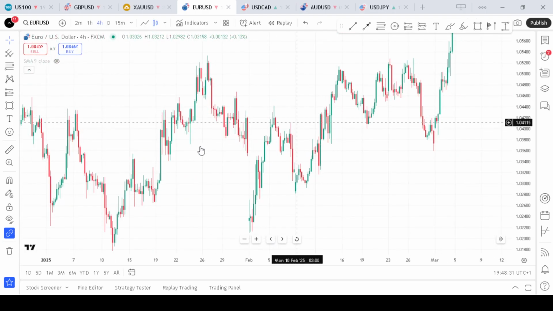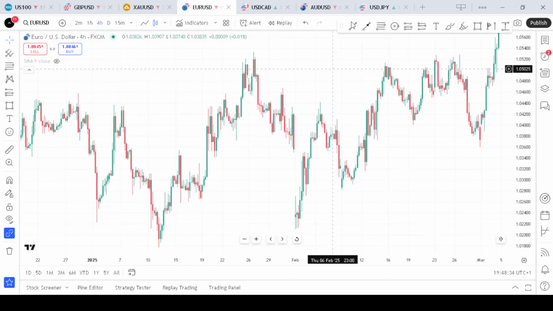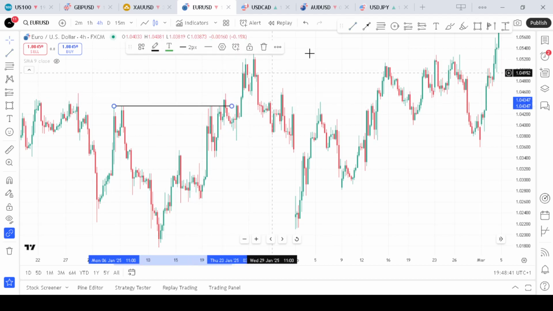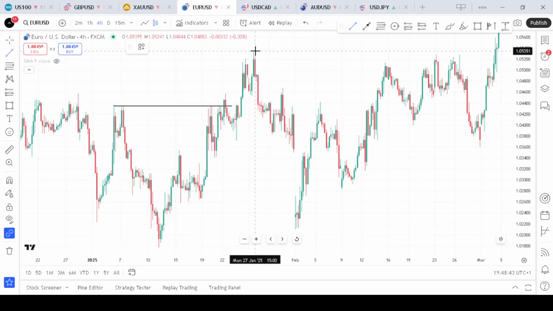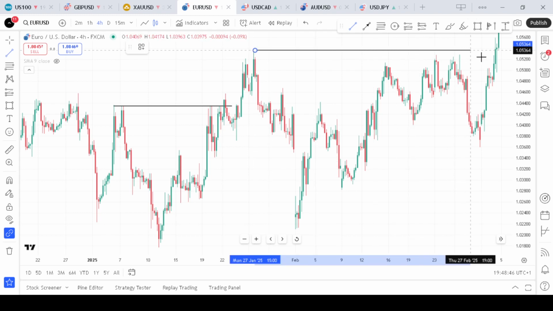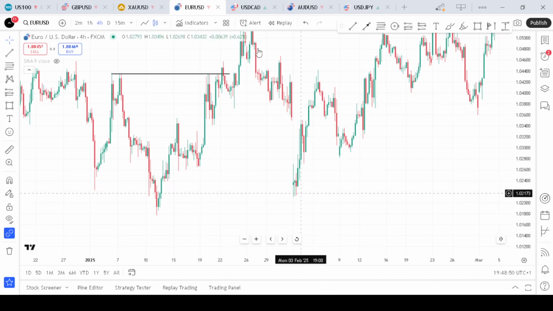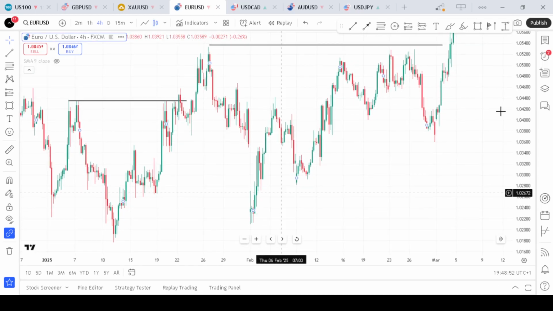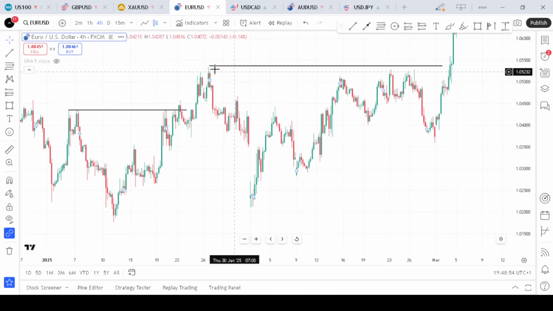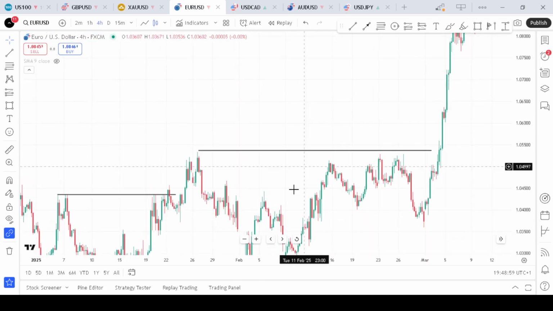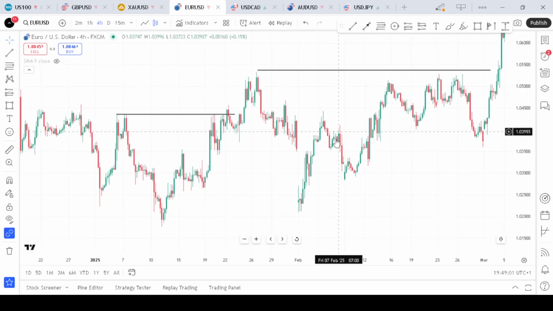And as you can see, this part of the market is making a series of higher highs, breaking the previous high, and at the same time it is making a series of higher lows. This is a higher high, a higher low, and it's going to make another higher high at this point. So currently we can decide and say that the market is in a bullish trend.